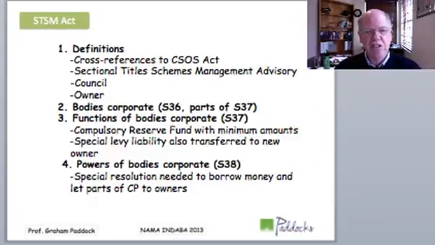It's got all the definitions that one would expect it to have. The ones I think are of interest is a cross-reference to the Community Scheme Ombuds Service Act. And you will notice as you go through the Sectional Title Schemes Management Act that it's making constant references to the Community Scheme Ombuds Service Act. These two are designed to work together. There's a Sectional Title Schemes Management Advisory Council, and that council is what, for example, the Sectional Title Regulations Board is to the Sectional Titles Act. This advisory council will be to the Sectional Title Schemes Management Act.